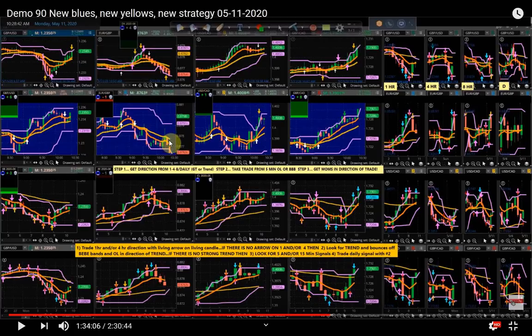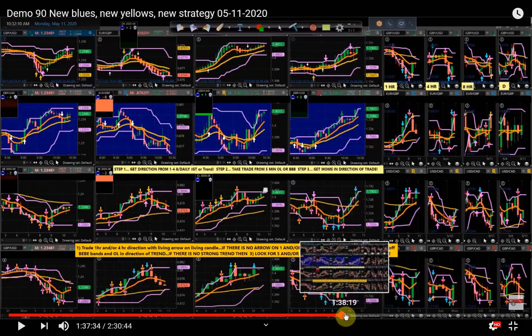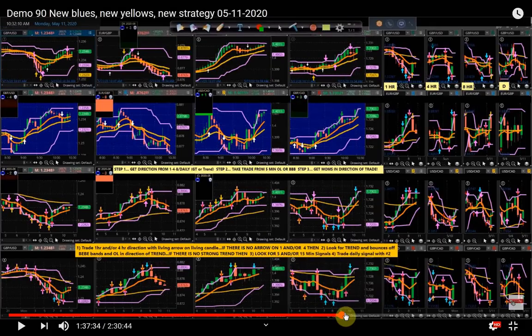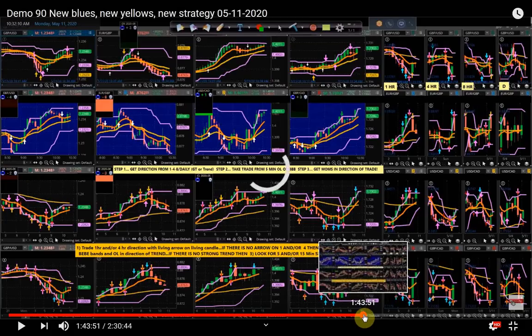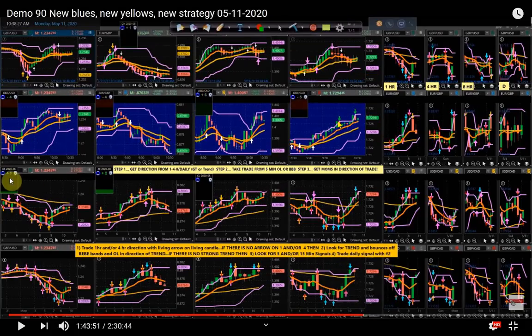Okay, same here. Okay, some lovely moves there. Again, back in here, get momentum. Yeah, we've got momentum here after a 5 pipper.